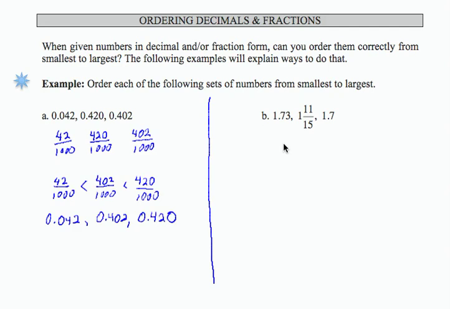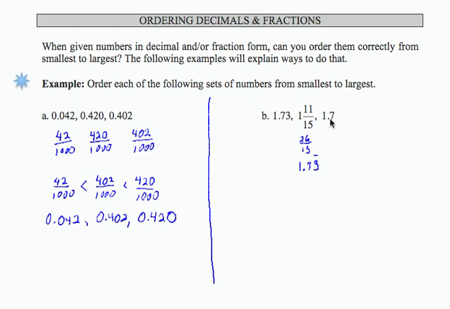So looking at part B, we have some fractions and some decimals. So let's see how this might work. This fraction, if I write it as an improper fraction, it's 26 over 15. And if I divide that, I get 1.733333333, a whole bunch of threes. So that's a three repeating.